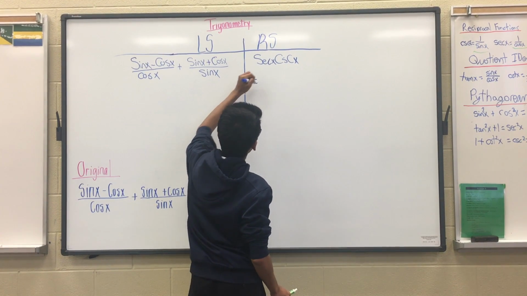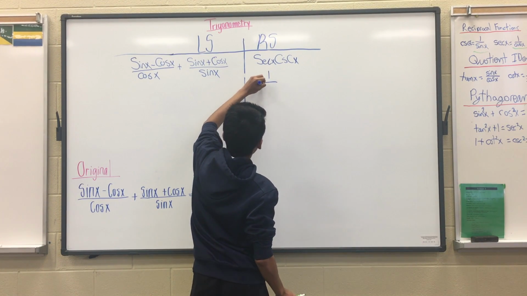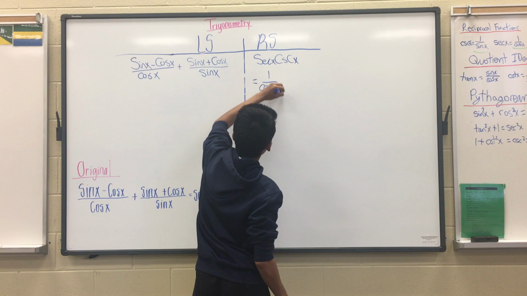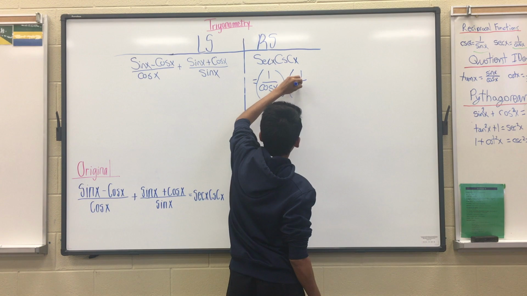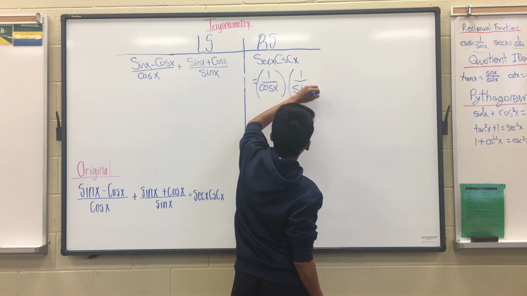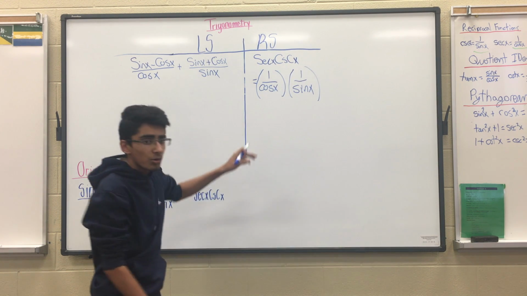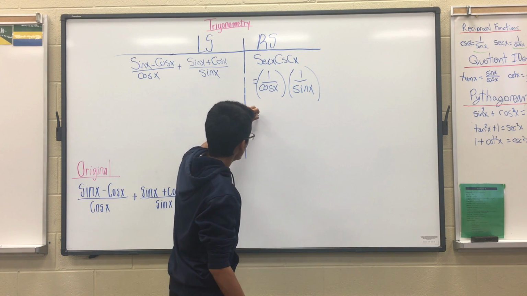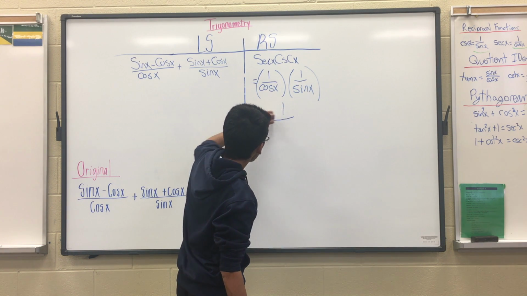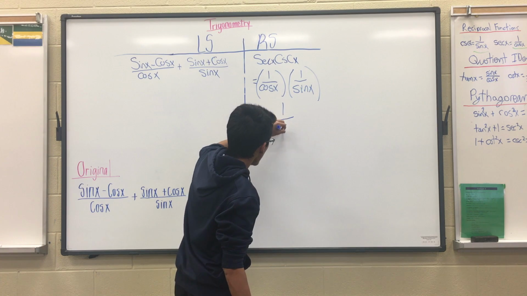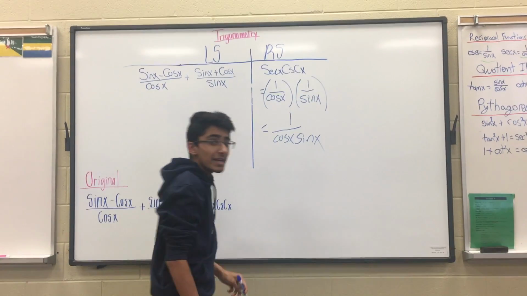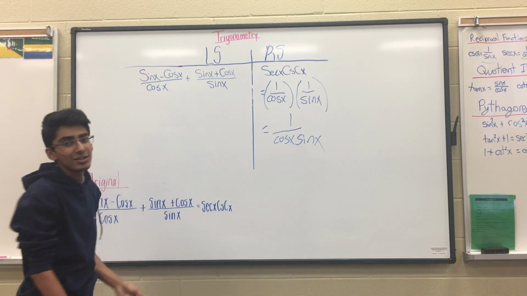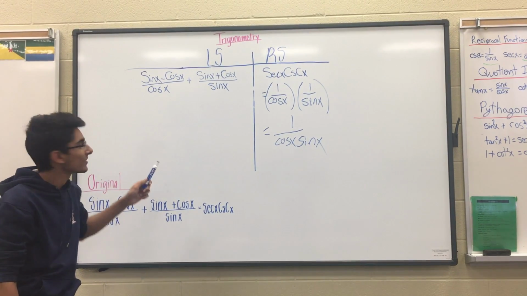This is equal to 1 over cos x times 1 over sin x. Now, when this plays out, this is equal to 1 over cos x sin x. Now, it's time to start on the left side.